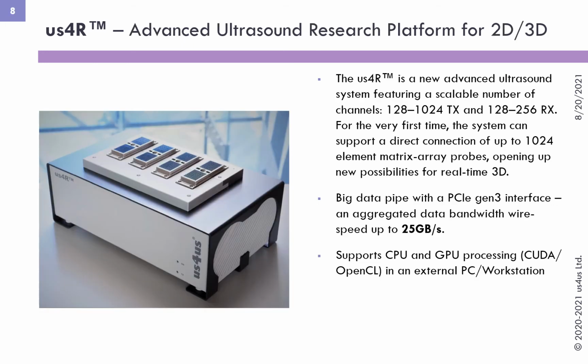On the high end, there is our advanced ultrasound research platform, us4us, featuring 256 receive channels and up to 1000 discrete transmit channels. The device can support both 2D and 3D imaging. Thanks to 1000 transmit channels, the system can accommodate a fully wired 32 by 32 matrix array probe. It provides a massive data bandwidth of raw radio frequency data up to 25 gigabytes per second, making it the fastest on the market. The very same API and SDK is available for this machine.